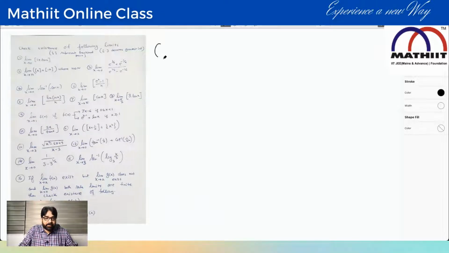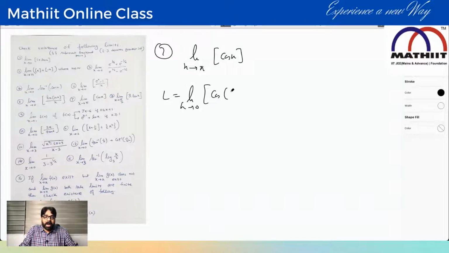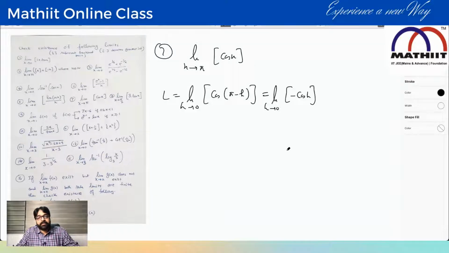Next, question number 7, cross check. Limit x approaches pi, greatest integer of cos x. Now see, this is not the indeterminate form, no? So directly we can check it. So the left hand limit: h approaches 0, greatest integer of cos(pi minus h). Cos(180 minus theta) is what? Minus cos theta. So this will be limit h approaches 0, greatest integer of minus cos h.